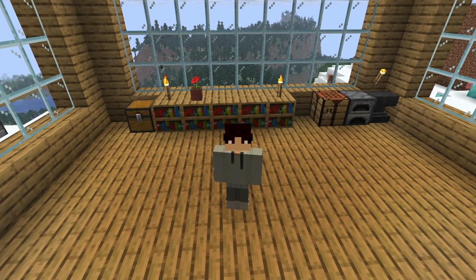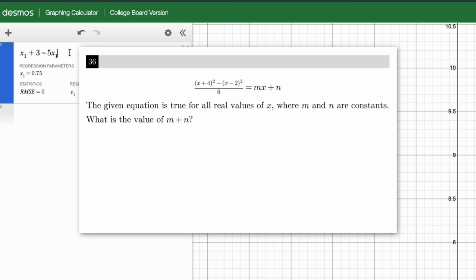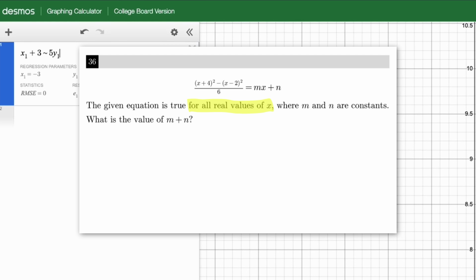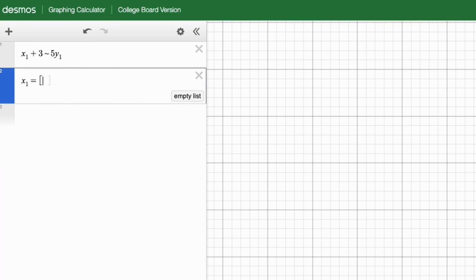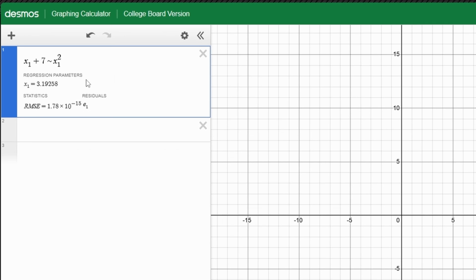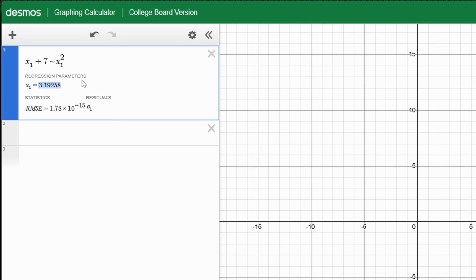Now here's the part that most people mess up. If an unknown letter is a variable, meaning it can equal any number, you have to set that variable equal to a list. Just do 1 .. 10. If it's a constant or stuck as just one number, you don't have to do this.